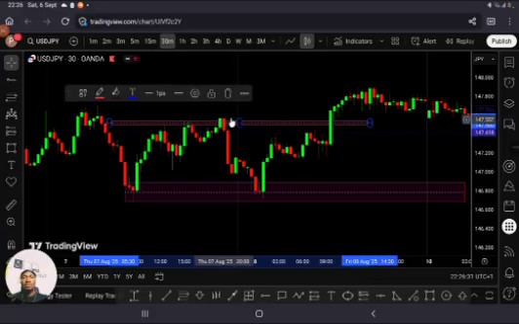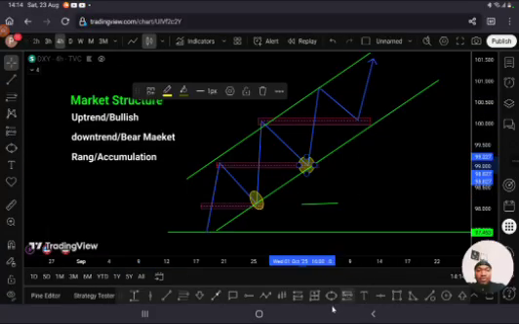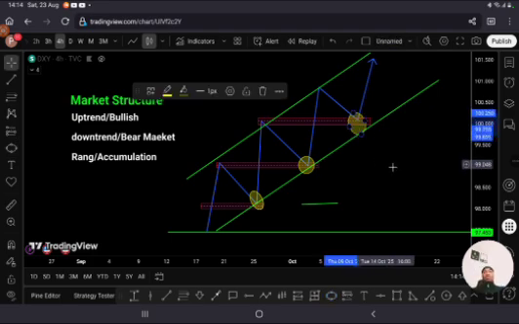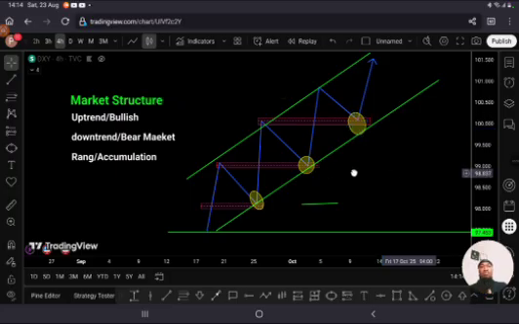Until this is taken out, write it up, take your profit, take your entry from here. This is where you should be looking to take your trades. This is an uptrend or bullish market.